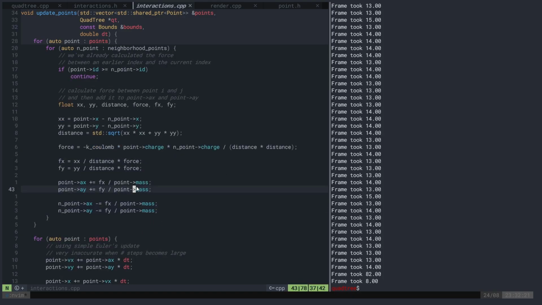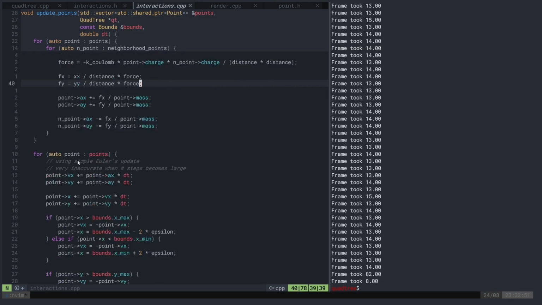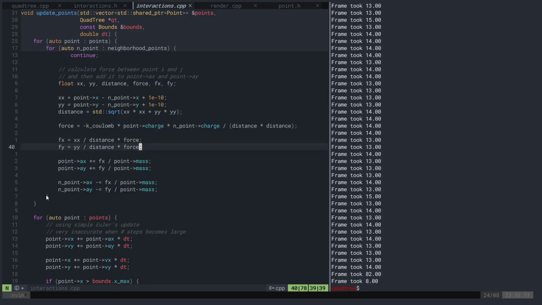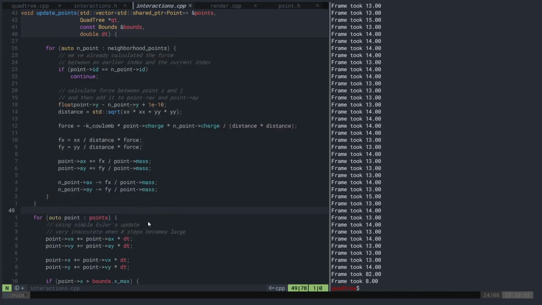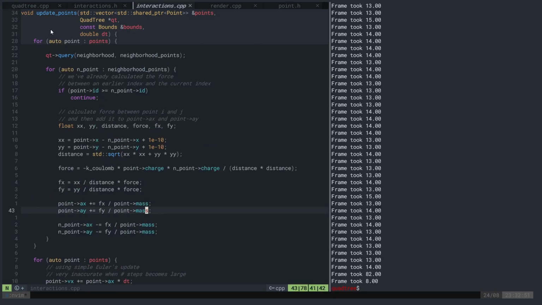Now, there are a few points that are going to affect things here. Firstly, if the distance goes to 0, our points are going to blow up. So what we should do is add a very, very small value here so that things don't blow up. The second thing is that we should make sure that we're resetting our acceleration to 0 at the end, and we've done that. So this should be complete.